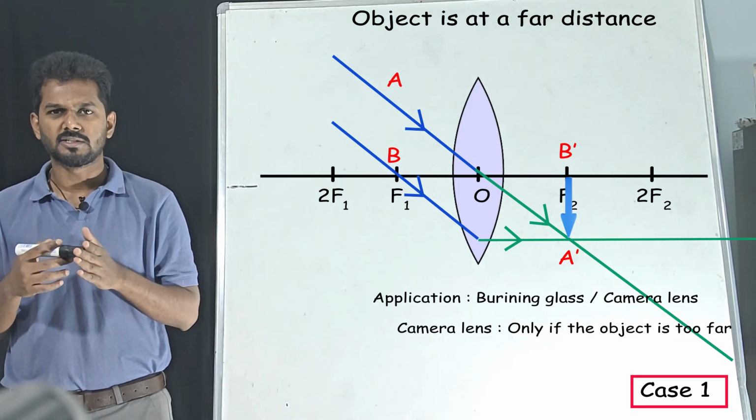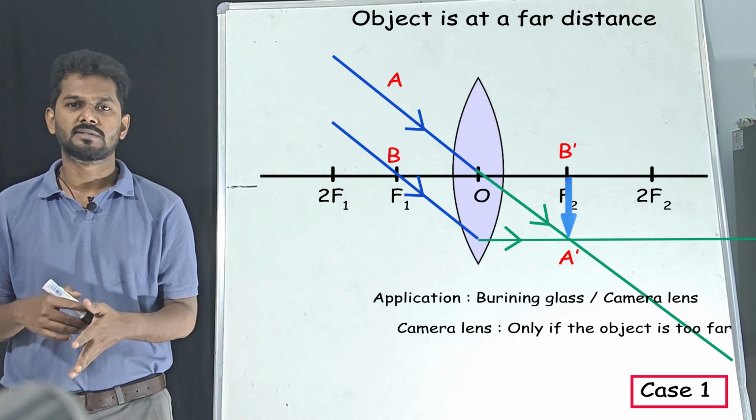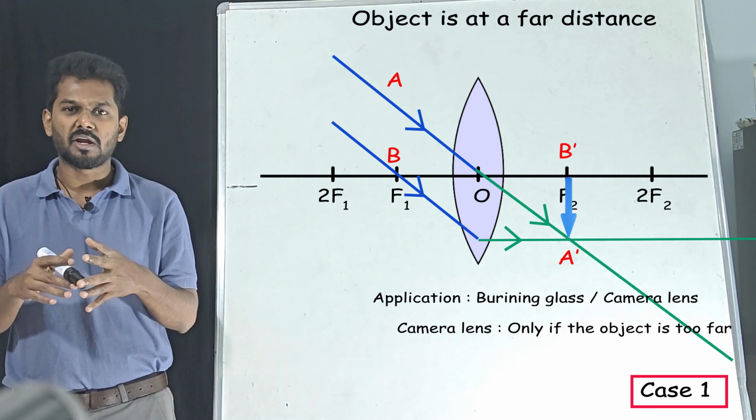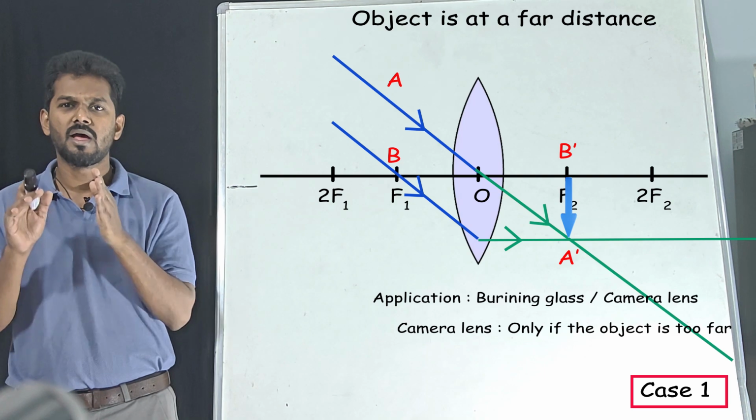Our second application is, it is used as a camera lens. It is used to photograph an object which is too far away from the lens.